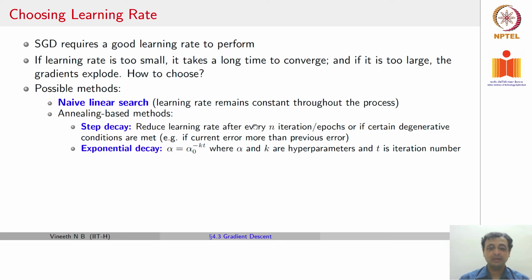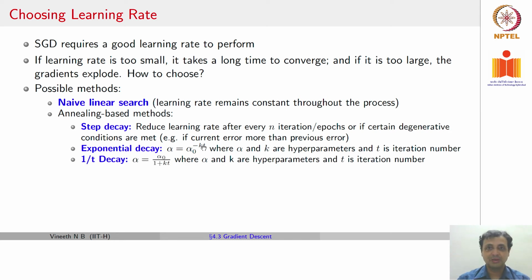In exponential decay, you set an initial learning rate called alpha naught, and then alpha is equal to alpha naught e to the power minus kt, where alpha naught and k are hyperparameters and t is an iteration number. So you start with the learning rate alpha naught and keep progressively reducing it exponentially in this particular form over every few iterations, because t is an iteration number here. As the iteration number increases, the learning rate automatically starts falling down.